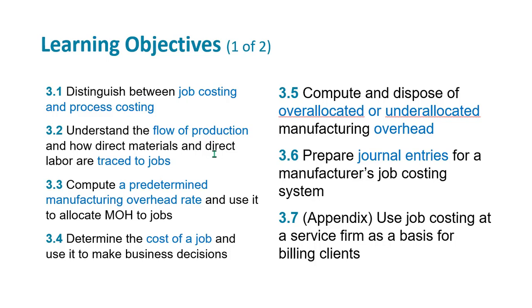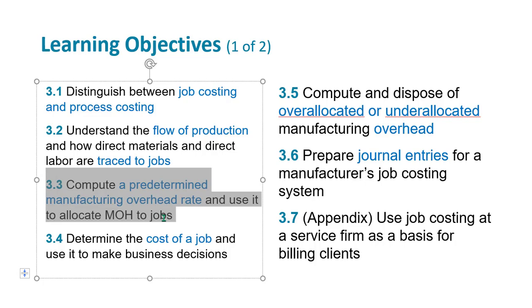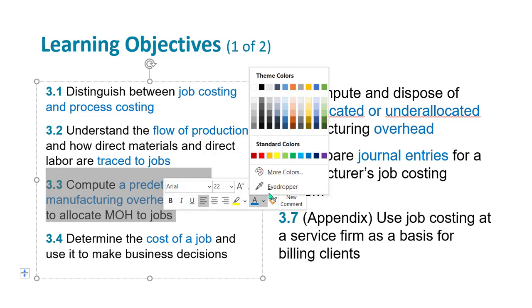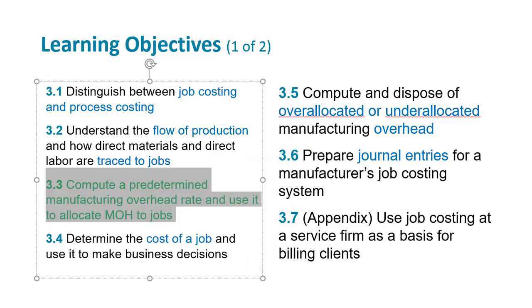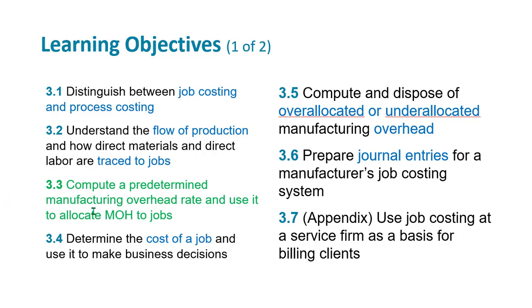We're going to understand the flow of production, and how direct materials and direct labor are traced to jobs. Compute a predetermined overhead rate and use it to allocate overhead to jobs. This is probably your biggest concern right here. Make sure that you're good at this. Then we'll figure out the cost of a job and use it to make business decisions. If we've got over or under allocated overhead, get rid of that. Do some journal entries.